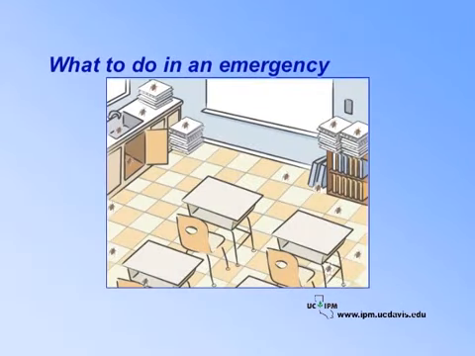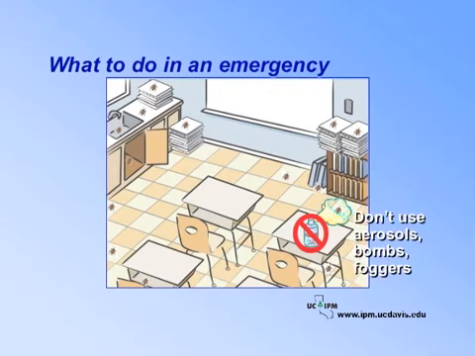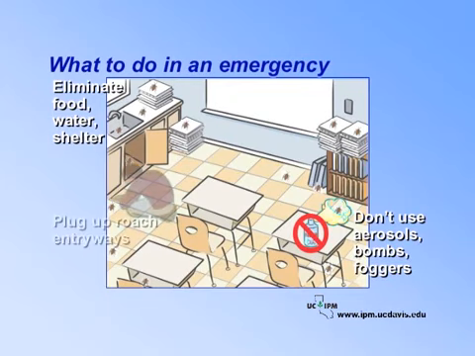Occasionally, an emergency situation may warrant the need for quick control to jumpstart your IPM program. Even if you are desperate, don't use aerosol sprays, bombs, or foggers. They often don't kill the roaches, but just cause them to scatter to other places. Eliminate food, water, and shelter, and plug up roach entryways.